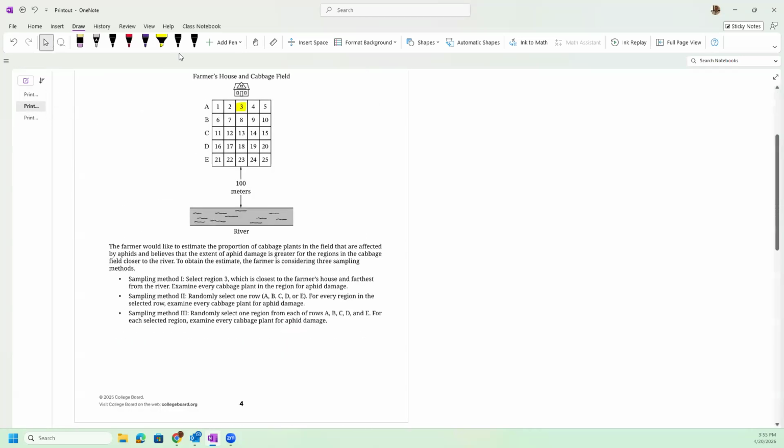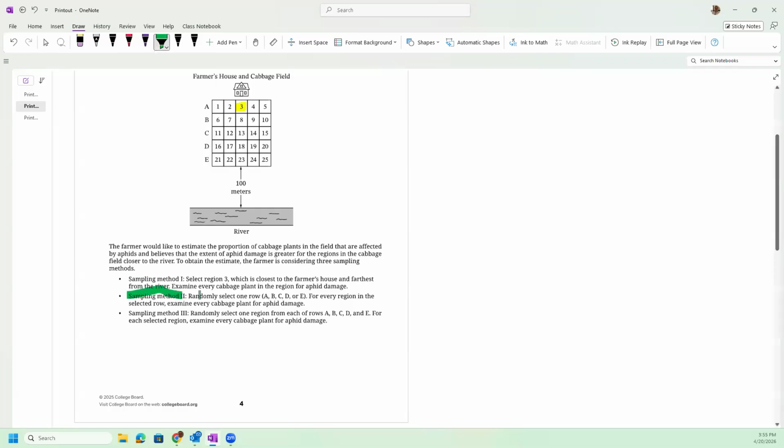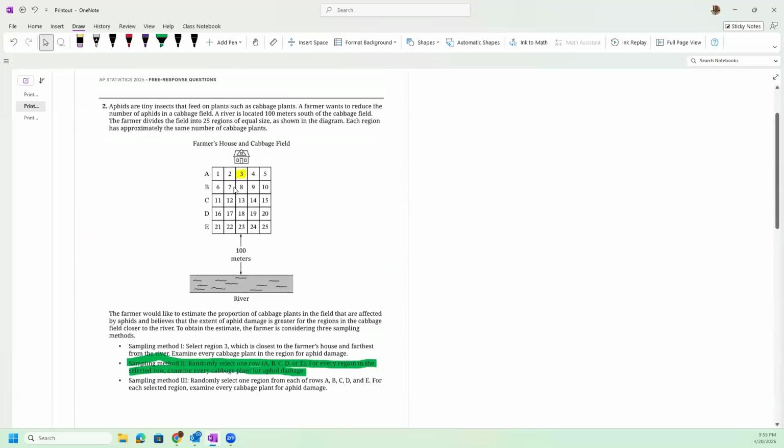Okay. Let's look at the second one. Sampling method 2: we're going to randomly select one row, A, B, C, D, or E, and for every region in that row, we're going to examine every cabbage plant for aphid damage. Using sampling method 2, the farmer randomly selected row E and examined every cabbage plant in row E. If the farmer's belief is correct, determine whether the selection of row E is likely to provide an overestimate or an underestimate and justify your answer.